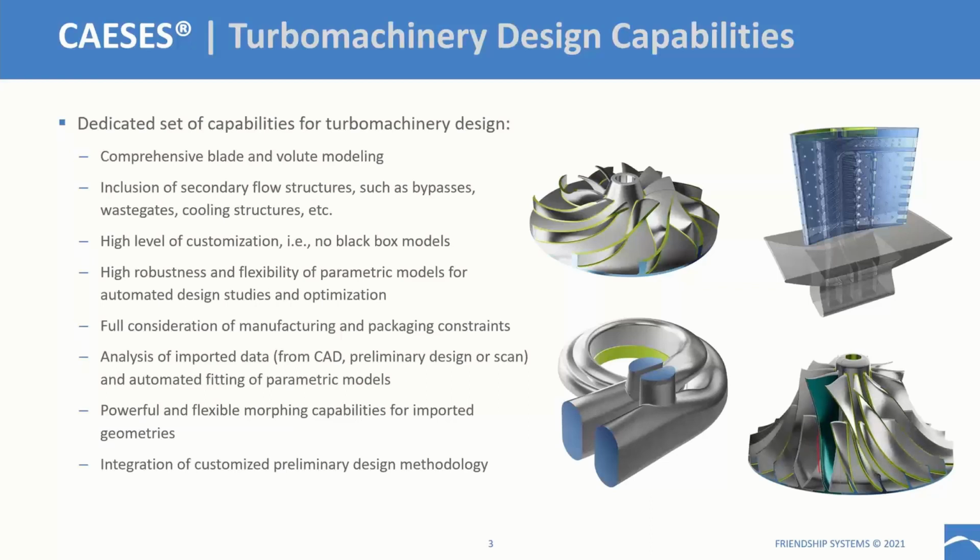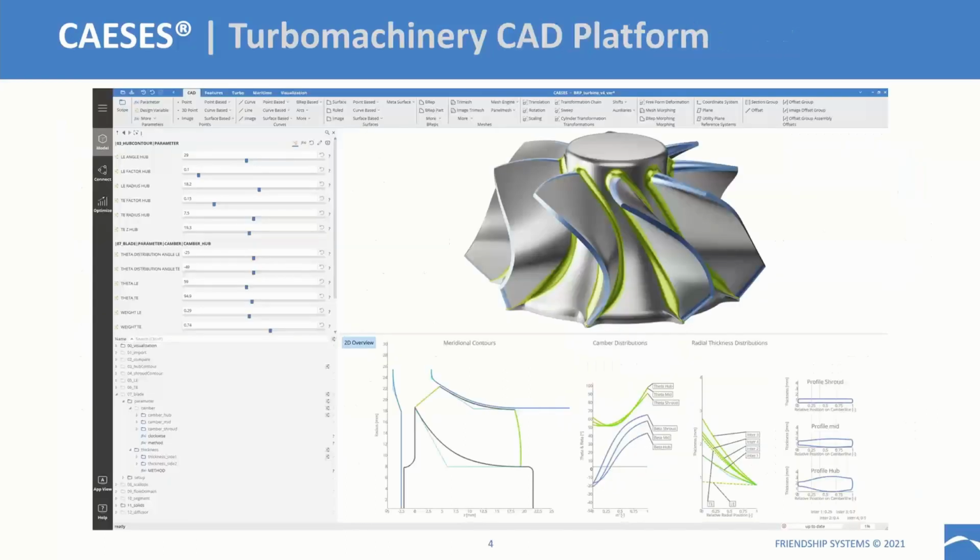Alternatively to generating a parametric model of these geometries, you can also use morphing functionality. We see it in the picture here at the lower right, where we have an imported geometry and the blades are being morphed by an RBF-based approach. And Cases also has a full scripting or programming environment, so you can also write your own customized preliminary design methods and include them in the process.